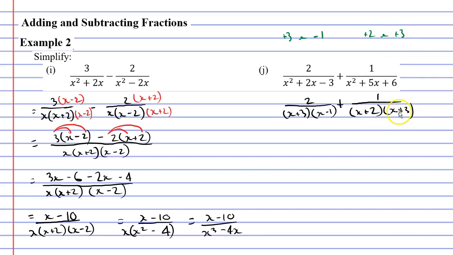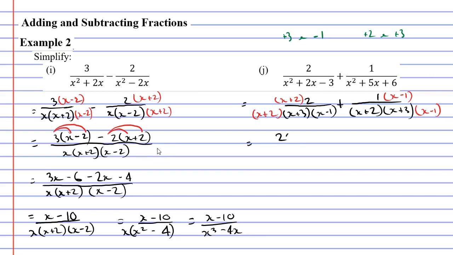Now that we've done that, you can see that they both have an x plus 3. So all I need to do for my first fraction is I need to multiply it by x plus 2. Both the bottom, the denominator, and the top, the numerator. And for the second fraction, I need to multiply both the top and the bottom by x minus 1. And if I do that, both denominators are exactly the same. Let's go to our next step.